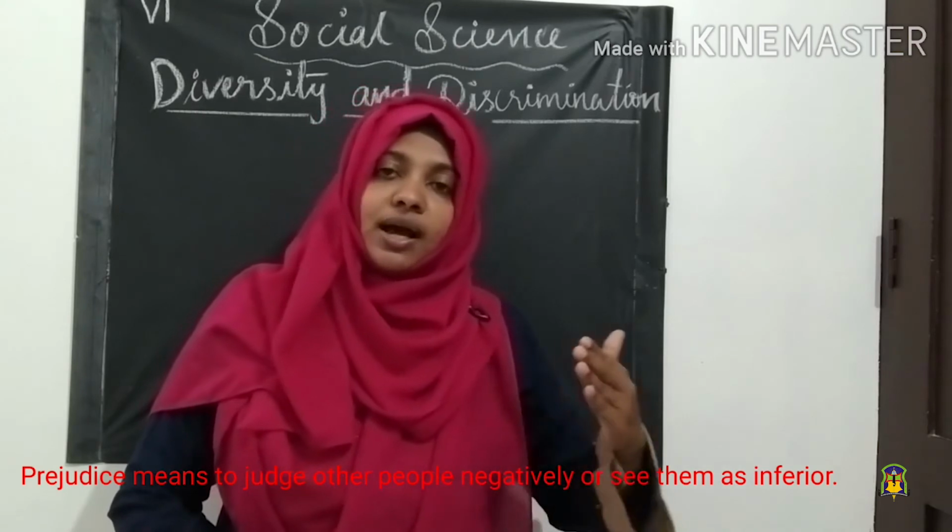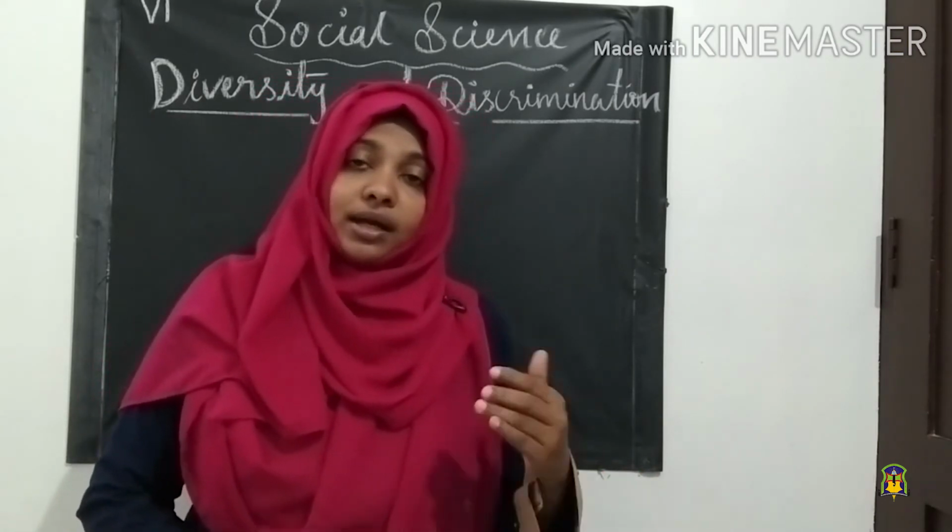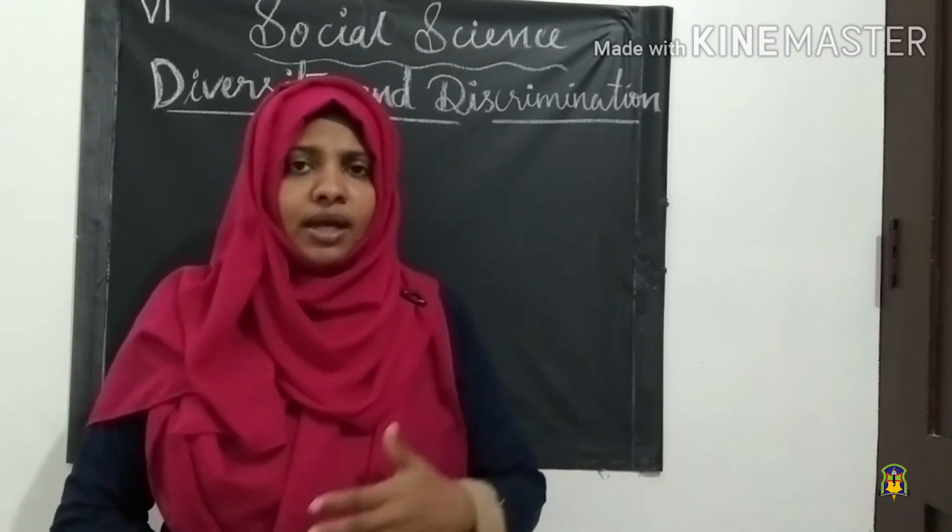These are called prejudice. What is prejudice? Prejudice means to judge other people negatively or see them as inferior. For example, if we think English is the best language and other languages are not important, we are judging these other languages negatively. As a result, we might not respect people who speak languages other than English. We can be prejudiced about many other things.